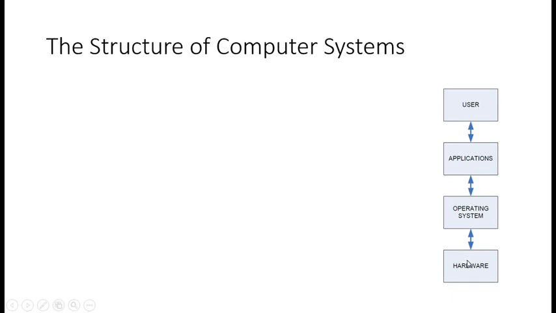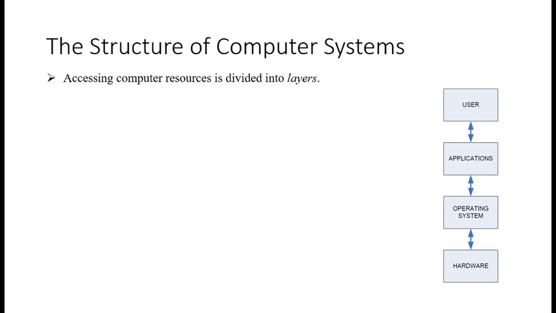While the hardware gives some output to the user, it follows the same sequence. The hardware will send the response to the operating system, then the operating system will send the response through the applications, and then the application will send the response to the user. In this way the sending and receiving of information is done between the user and the hardware.